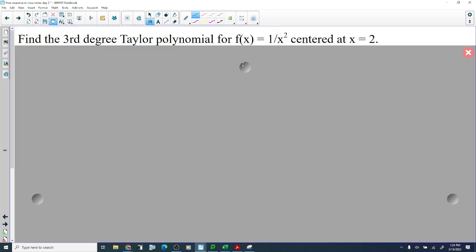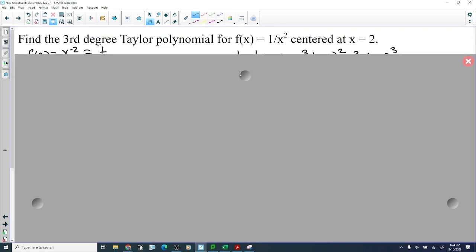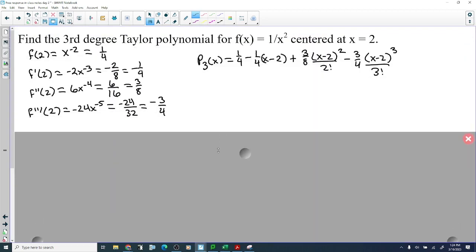Find the 3rd degree Taylor polynomial for f of x equals 1 over x squared centered at x equals 2. Well, we got to go back to just taking derivatives on this one. So we start out with x to the negative 2, and when we plug 2 in, that's 1/4. So we have 2 to the 3rd in the denominator, 2 to the 4th in the denominator, 2 to the 5th in the denominator. So those are the derivatives, and then of course when we're doing it the long way with derivatives, we need the factorials.